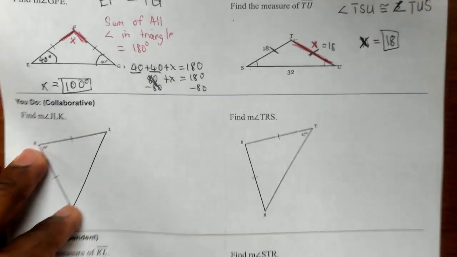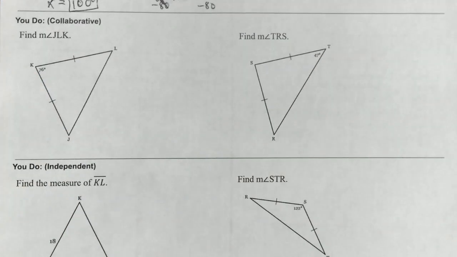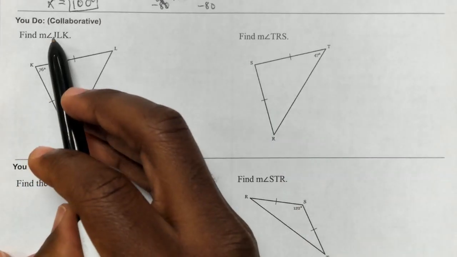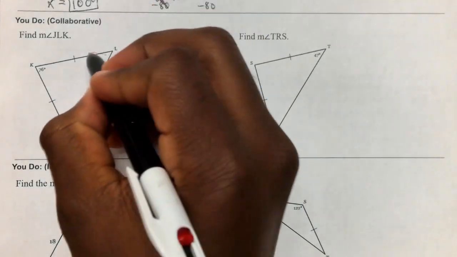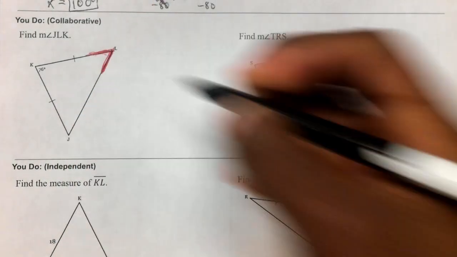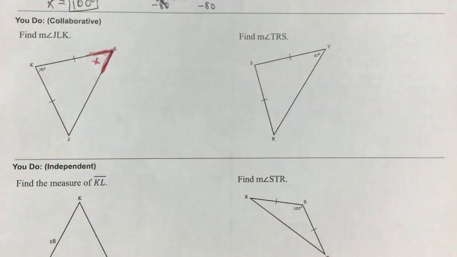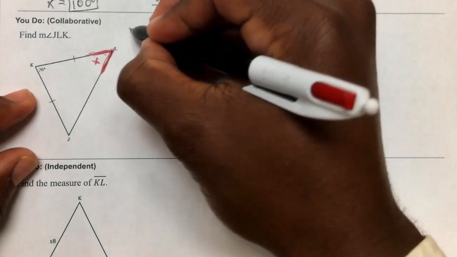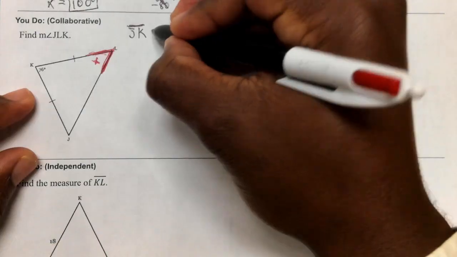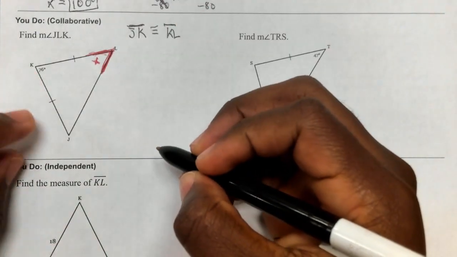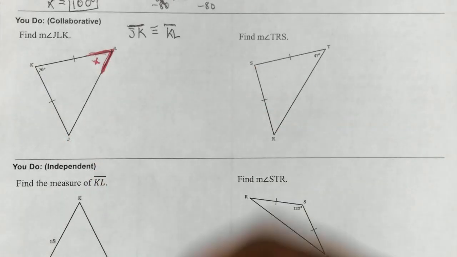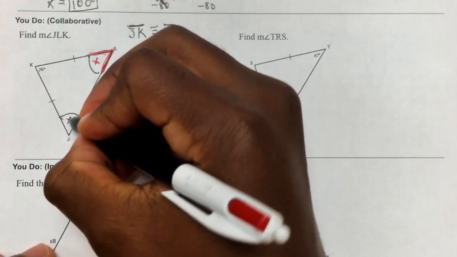So the next one is going to be a collaborative one, so you guys can go ahead and try to talk to each other about this one, or talk to yourself. So let's try this one. It says the measure of angle JLK. So JLK would be this angle right here. We're going to call it x. So we know that for this triangle, the line JK is equivalent to the line KL. So if they're equivalent, that means that their angles are equivalent. So this angle, that's x, is also equivalent to this angle, and this is also x.